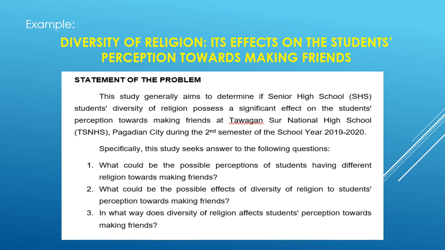So kung mano-notice nyo, lahat ng question dito are really congruent or aligned with our research title. Okay? Or yung main point talaga natin, which is makikita sa research title. Okay? Maybe you get quite confused with the number 1 and the 2 questions, pero magkaiba talaga yon because number 1 is asking about the student's perception, and number 2 is asking about the possible effects of diversity of religion.